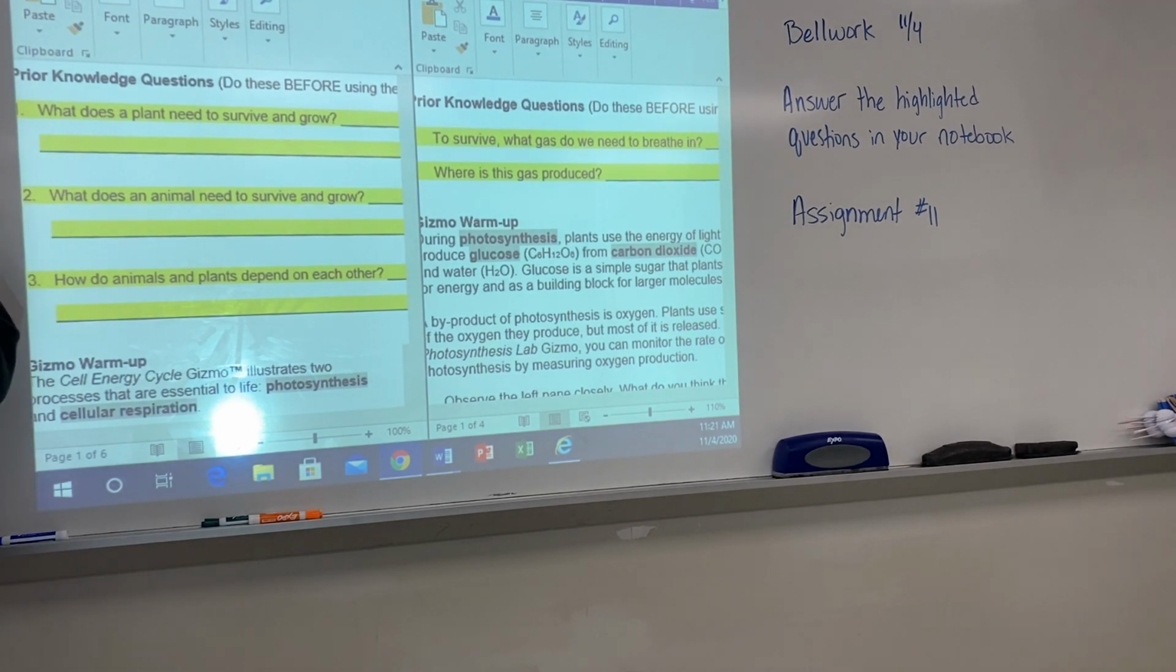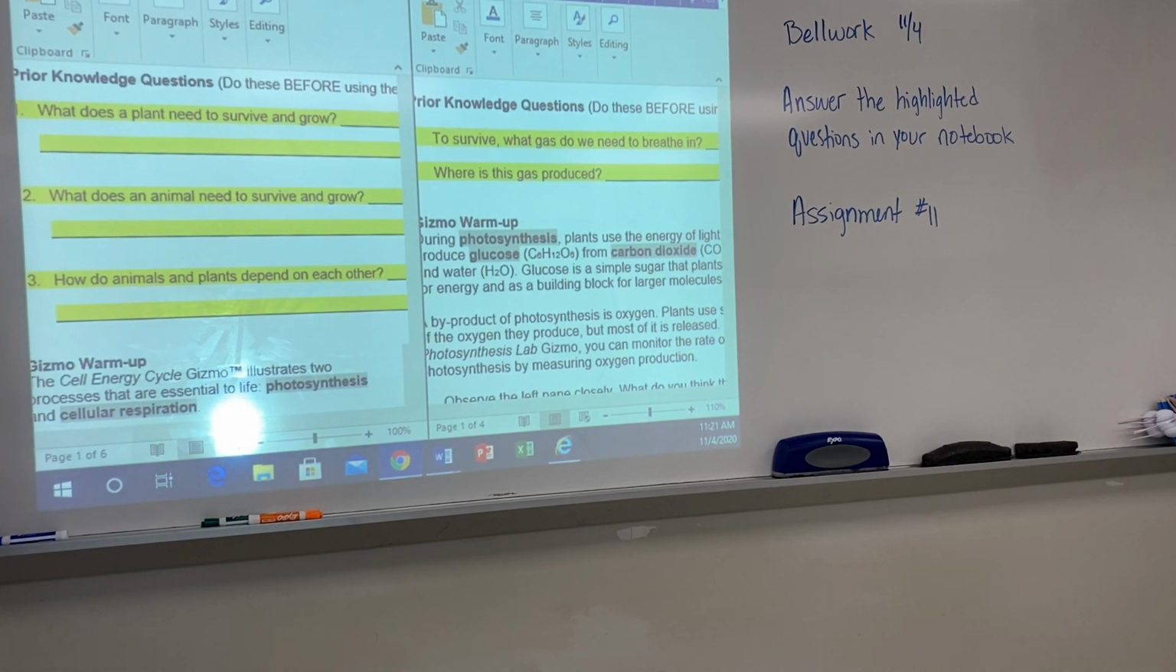What does an animal need to survive and grow? So what do animals need to survive and grow? Oxygen. Glucose. Anything else? Are those the only two reactants for your cellular respiration? Yes. So that is the main two things that we're going to focus on. So they need glucose and they need oxygen.